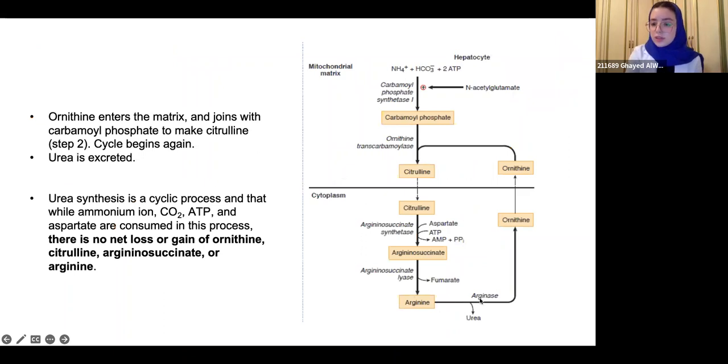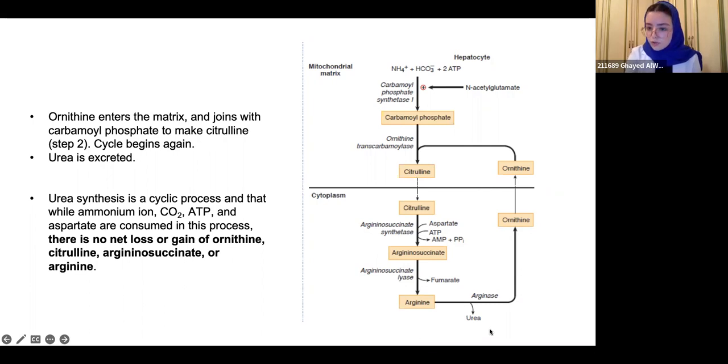Okay, so like we said, ornithine is going to enter the matrix and combine with carbamoyl phosphate to make citrulline, and then citrulline goes into the cytoplasm, and then the urea is just going to be excreted. Now, there's this point that was mentioned in your slide, so I'm going to mention it here just in case. Let me read it for you. There is no net loss or gain of ornithine, citrulline, argininosuccinate, or arginine, which means that we're not making more or not making less. So the levels of them are staying the same. So we're not gaining any of these molecules or losing any of them. Just a point to keep in mind.